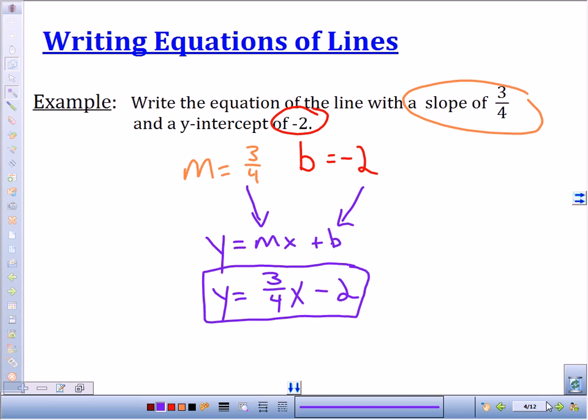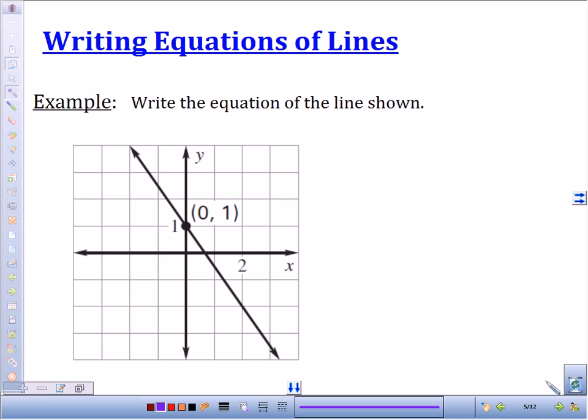Slope-intercept form is probably the easiest form to use when you're given a graph of a line. For instance, this graph here, we want to write the equation of this line. Now we are told from looking at the graph what the slope is and what the y-intercept is. For instance, if I wanted to find the y-intercept, that's pretty easy. It's given to us at 0, 1. That means it crosses the y-axis at 1, and b is 1. From there, we just need to figure out the slope.